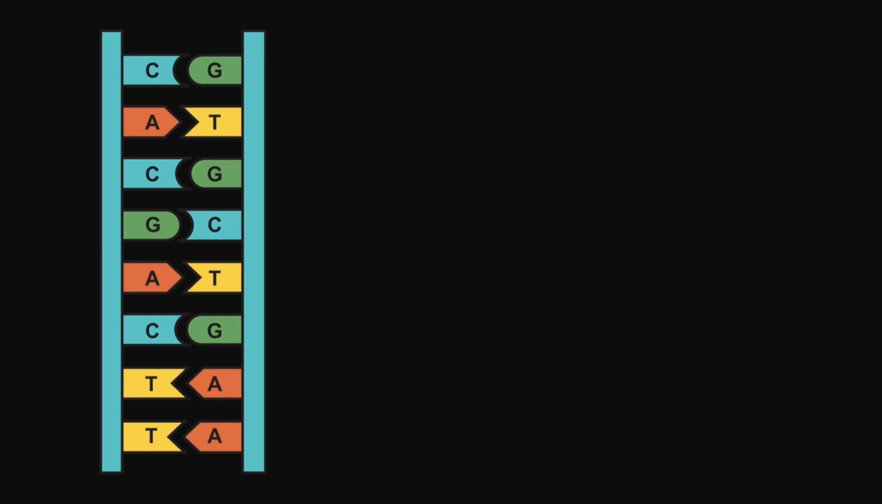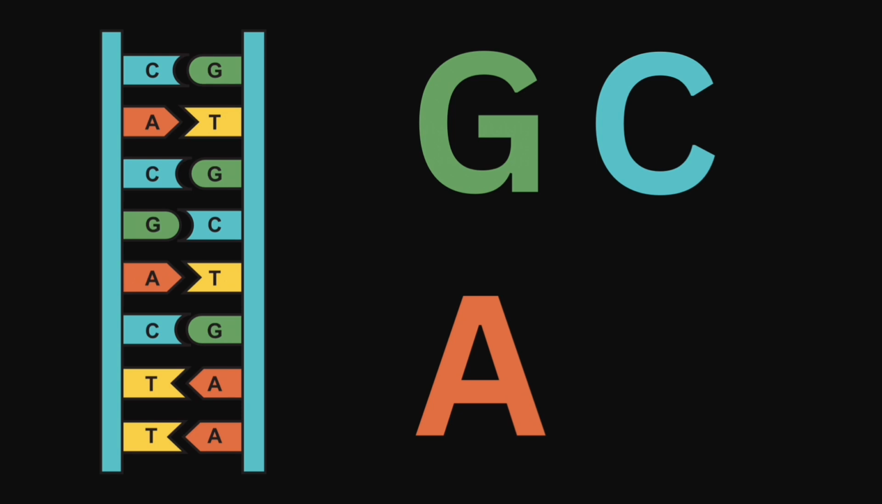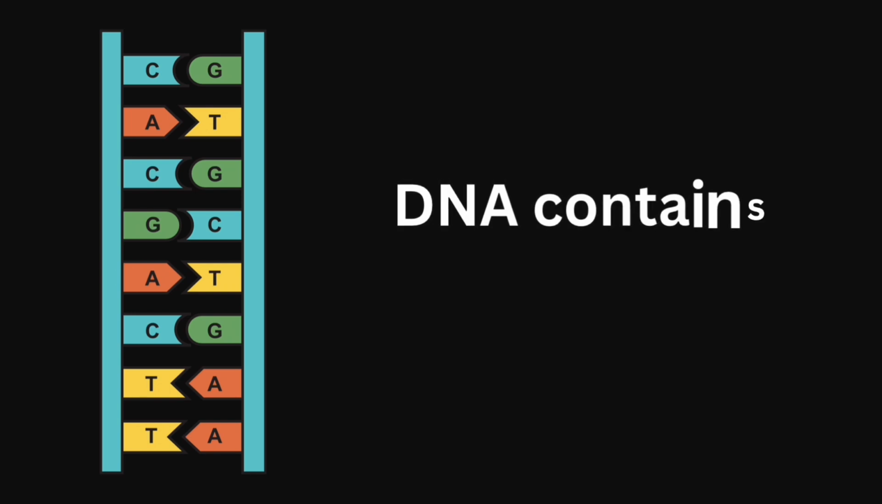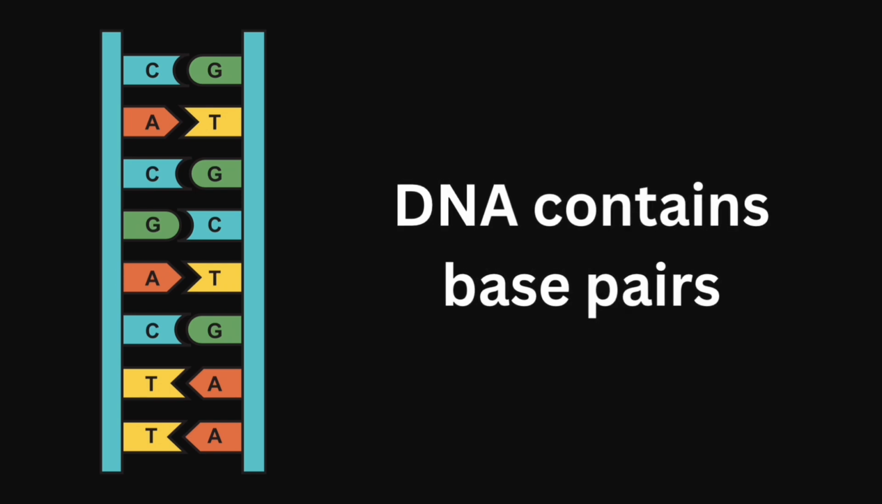Look at the rungs of the ladder. What do you notice about the pairs of letters? Look at the letter G. It's always paired with a certain letter. Can you see which it is? G is always paired with C. Now let's look at A. What's A paired with? A is paired with T. We call these letters bases, so the pairs of bases are called base pairs.